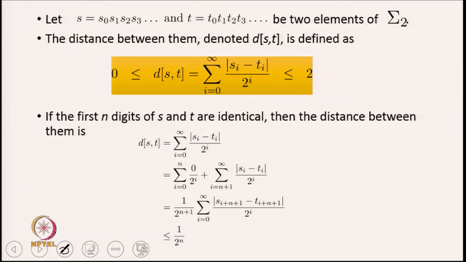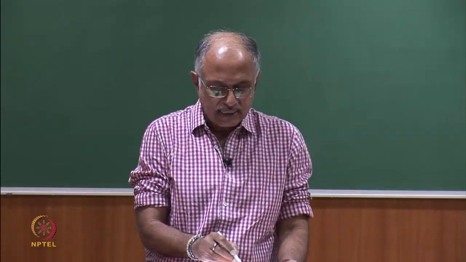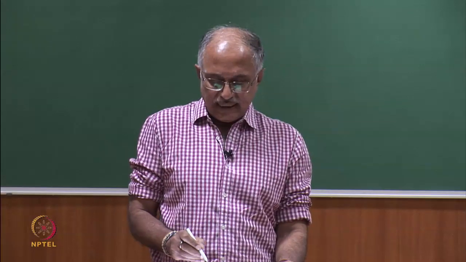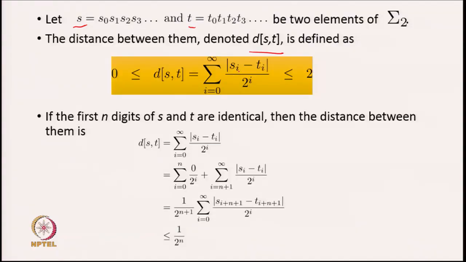So, let us just consider how we characterize the distance between a point S and a point T, which are 2 elements of sigma 2. S is the element S0, S1, S2, S3, etc., some sequence of symbols, and T is the sequence T0, T1, T2, T3, etc. And the distance between them, which we will denote by d of S and T, is given by the following expression. This is the sum from i equals 0 to infinity of modulus of Si minus Ti, divided by 2 to the power i. So, this is a Hamming-type distance.